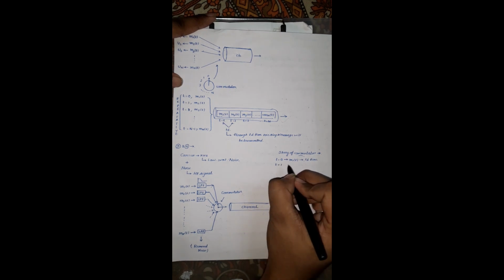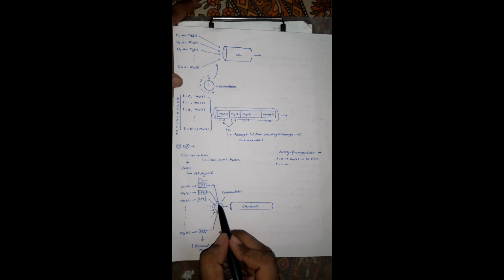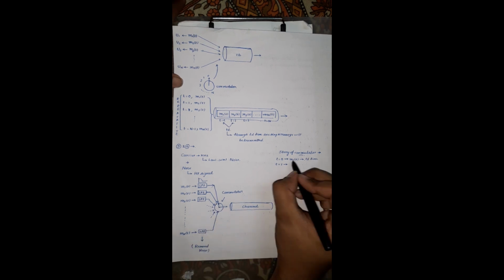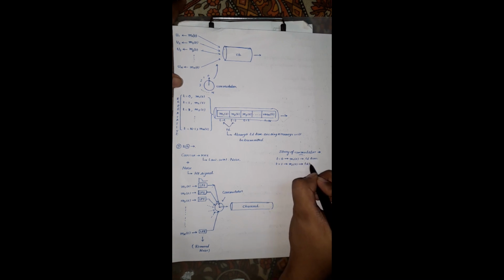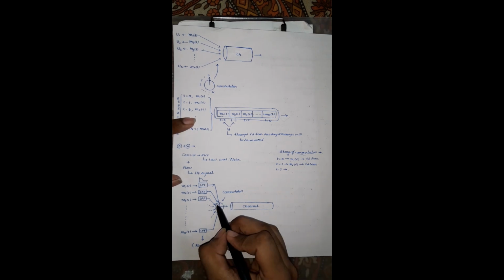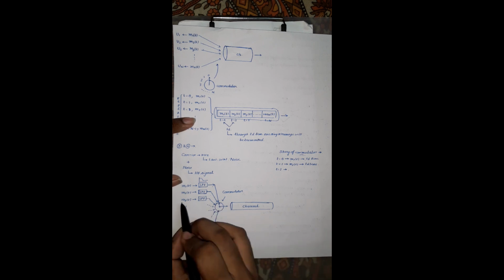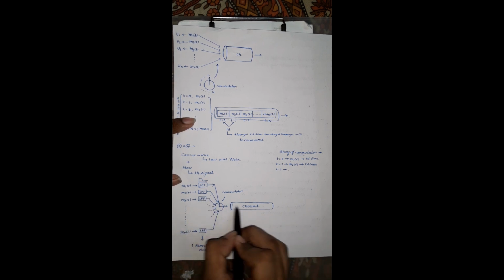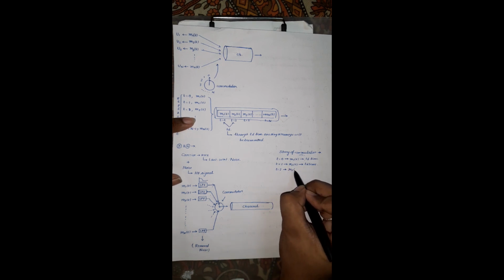Because what is the TD? TD is when the commutator hand shifts from t equal to 0 to t equal to 1. That is when it will connect to the second message. Then the second message will be transmitted through the channel for TD time. Similarly, the same thing happens for the third message: when the clock hand shifts from the second message to the third, the third message is connected through the channel and transmitted only for TD time.